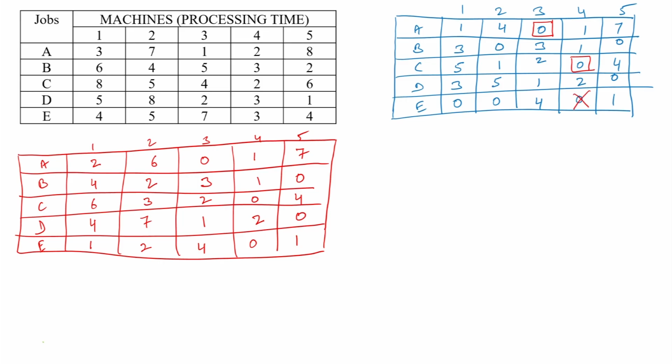Now, let us see any other row which has only 1 zero. So this is another row which has 1 zero. So this is also cut. Once this is cut, this row has only 1 zero. So this is cut, and this is how we are able to achieve our answer.